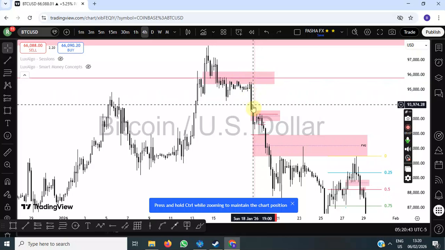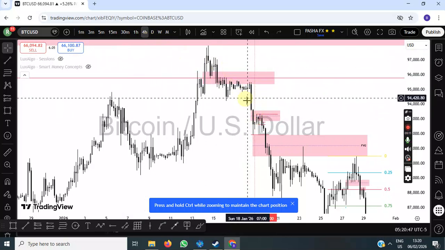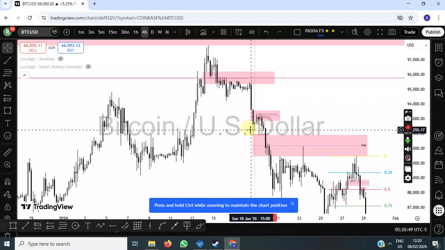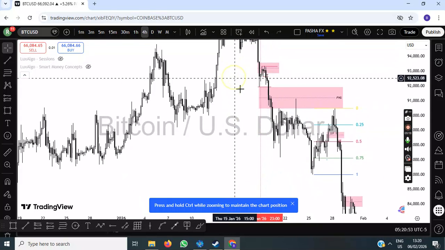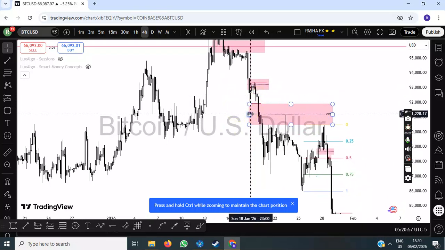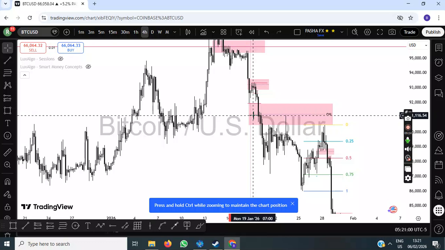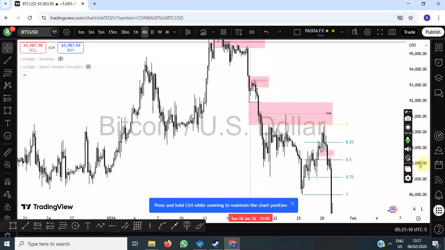I wanted to see the week close. After the weekly candle close, I wanted to have an accumulation, manipulation, distribution, and yes, I got it. See how the week closed. Sunday 18th January 2026. And then the week opened.